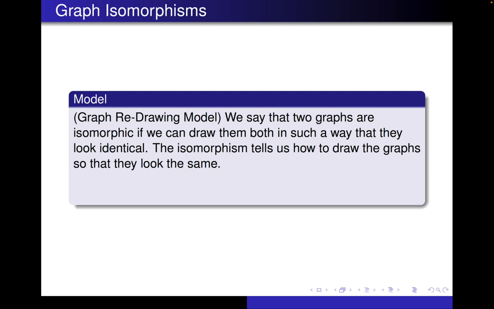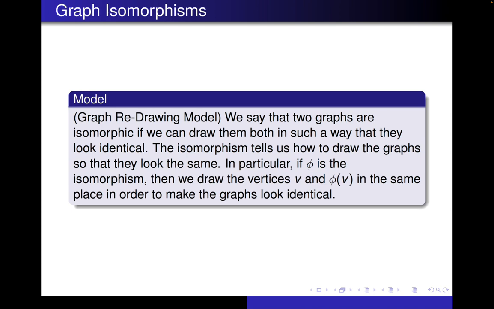The isomorphism tells us how to draw the graphs so that they look the same. It tells us which vertices play the same roles in both graphs. If we put those vertices in the same place relative to the other vertices in the graph, then the graphs should look exactly the same. So if phi is the isomorphism between the first graph and the second graph, when we draw the vertices v and phi of v in the same place, that will make the graphs look identical.